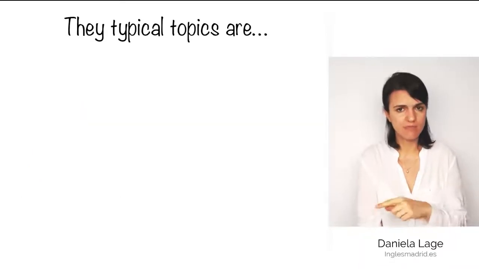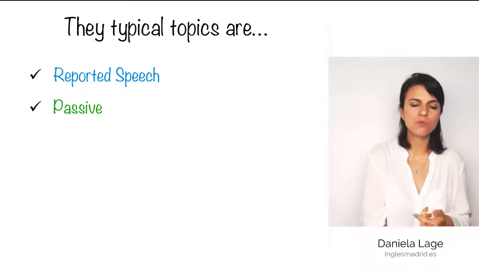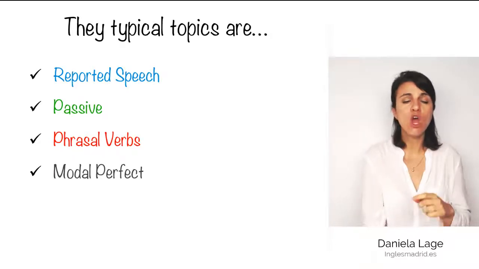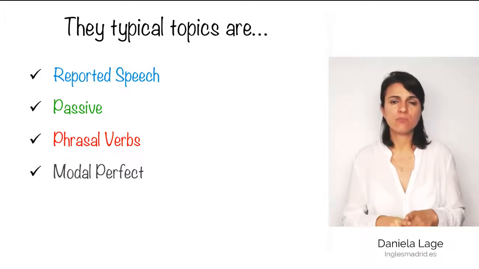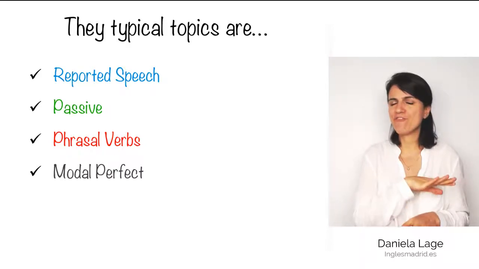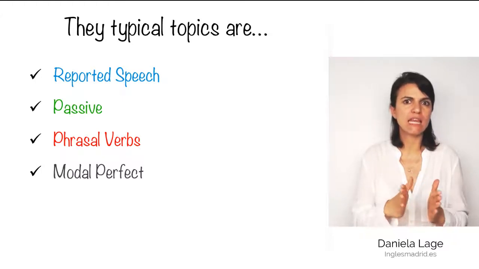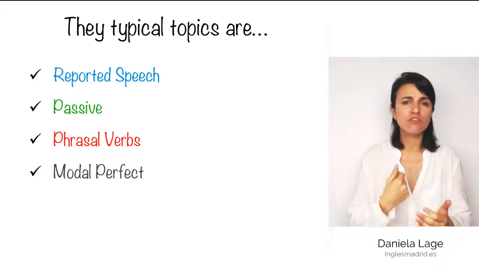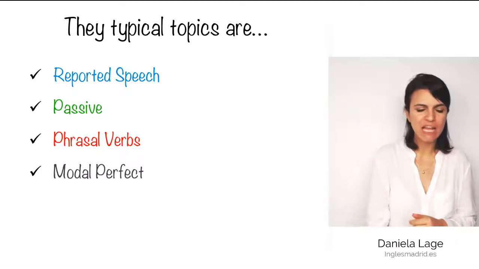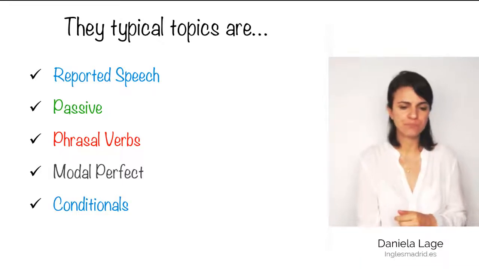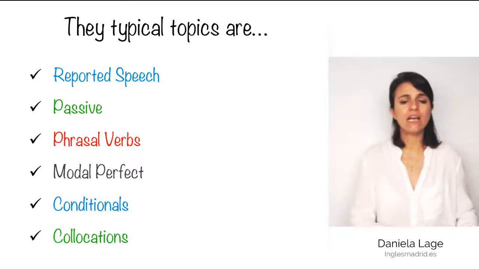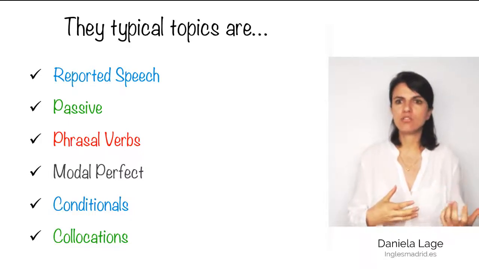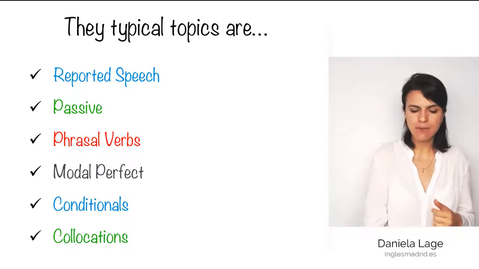And the typical topics that I told you before, but I repeat, are reported speech, passive voice, phrasal verbs. Always you have a phrasal verb. Modal perfects, modal verbs, perfect in the past. Again, very important. Try to study them. Then, obviously, if you need help, if you need topics, if you don't understand, please ask me. Okay? And conditional sentences. And collocations. Well, collocations, yeah, maybe not as much as in the first or second exercise, but yes, sometimes.